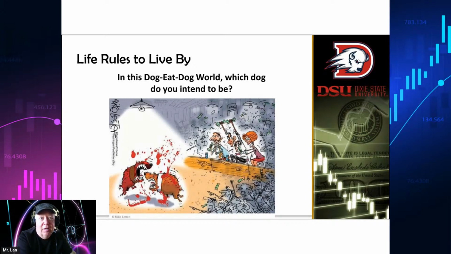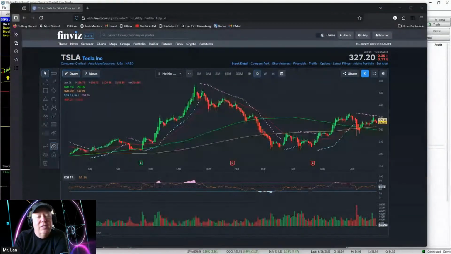Everybody loves Tesla. I used to say everybody loves Tesla. I don't know if everybody does love Tesla anymore. So this is Tesla, TSLA. If you're going to invest in Tesla, you'll notice that Tesla does not give a dividend. A dividend is a little blue dot across the bottom.